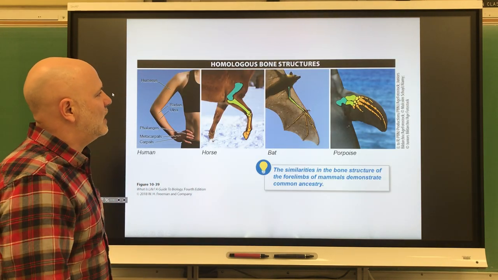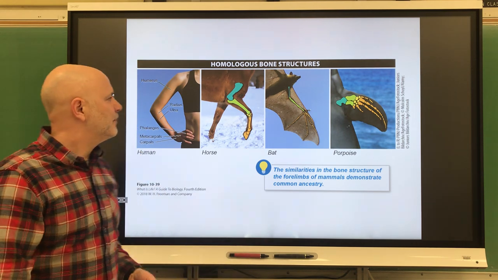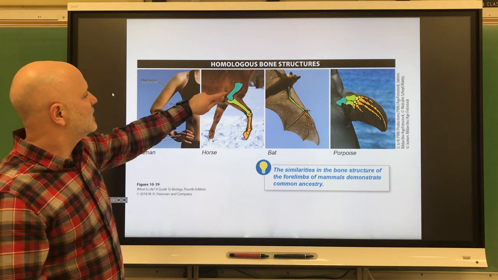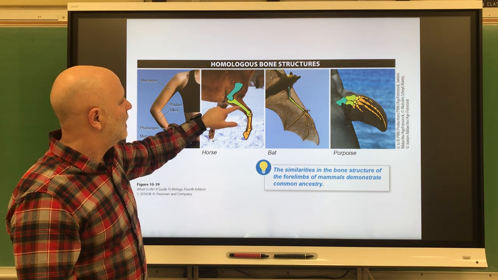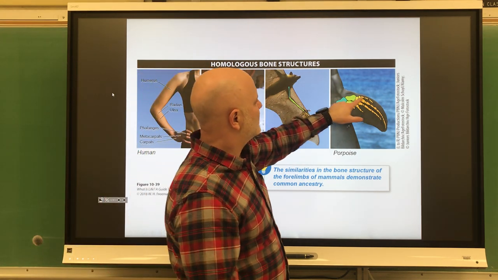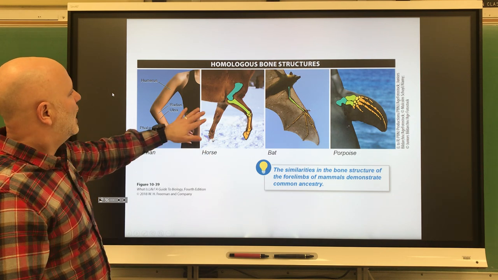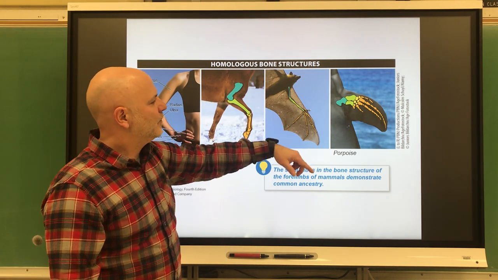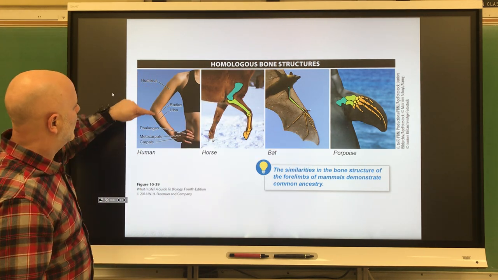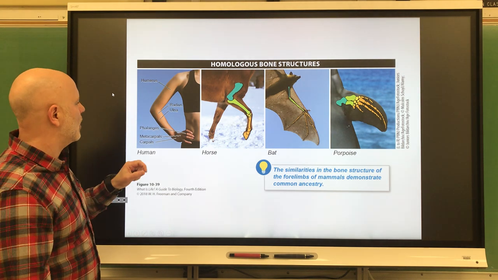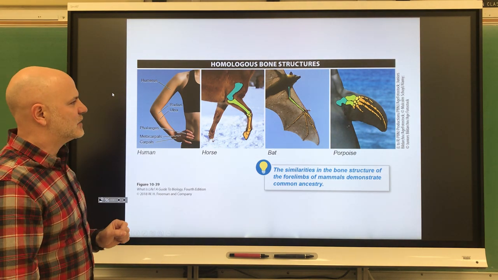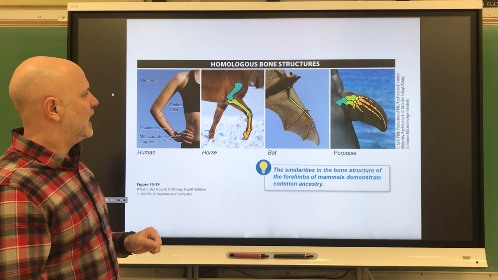Another place that we see homologous structures is the vertebrate forelimb. What we see in the vertebrate forelimb is one bone, two bones, lots of bones, and then digits. Now we see modifications off this with the horse and the bat and the porpoise, and even with us. We have one bone, two bones, lots of bones. Those are carpals and metacarpals, and then our digits, which are phalanges.